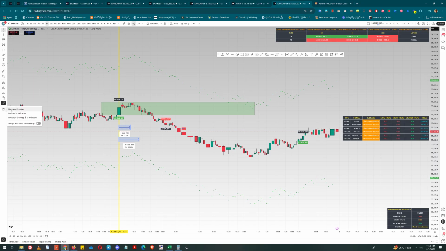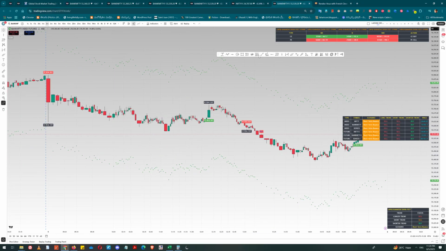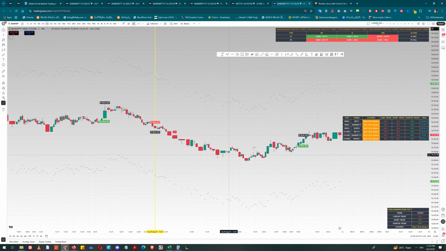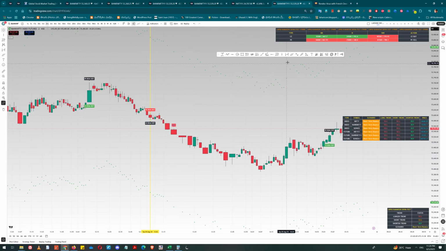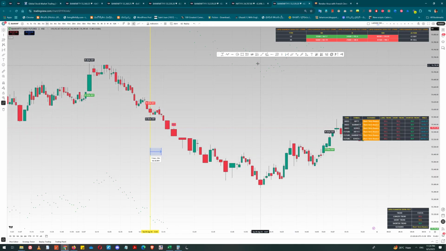What is the next signal that came? The signal that came here is the PE real buy. Once the PE real buy signal comes, what did I say? You have to wait for another 5 candles. 1, 2, 3, 4, 5. After 5 candles, what is my first stop loss? My first stop loss is this candle.